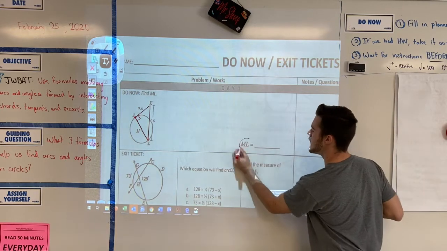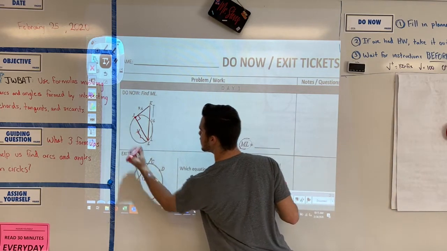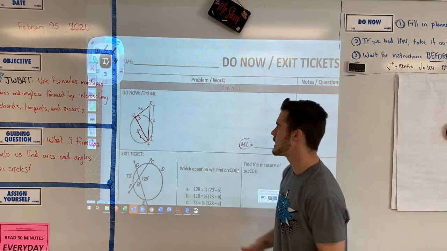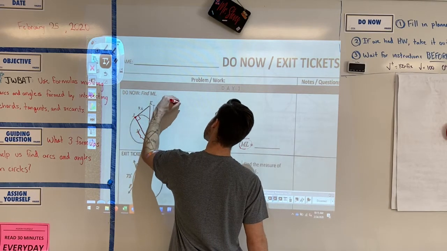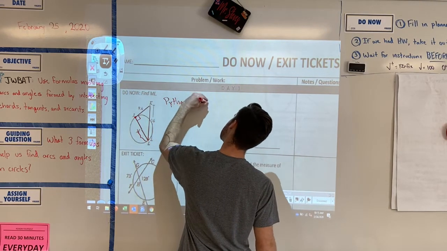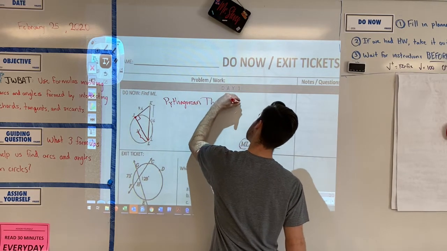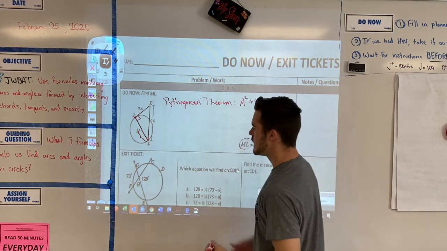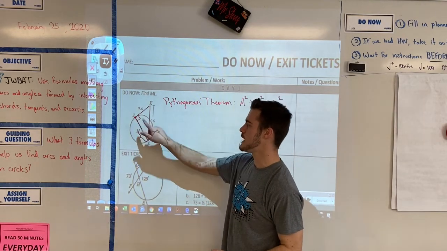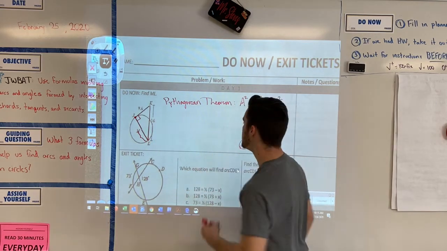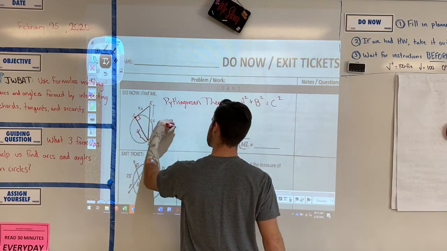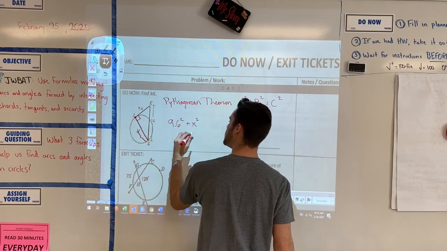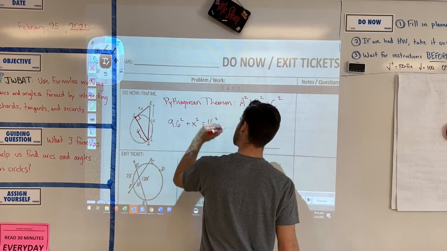If I'm looking for ML, and ML would be right here, then I need to find the whole side of JL first. So I'm going to use the Pythagorean theorem. I'm going to write that down. Pythagorean theorem. We got A squared plus B squared equals C squared. Now, I see that 16 is opposite of the right angle, so I know that 16 has to be my C. So I'm going to set up 9.6 as A squared, then I'll set up JL as X squared, and that is going to equal my 16 squared.